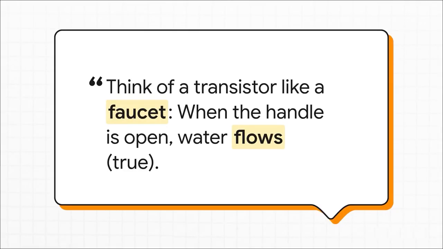So what the heck is a transistor? Honestly, the best way to think about it is like a faucet for electricity. Seriously, it's just a microscopic switch. If you turn the handle one way, electricity flows. That's our on state, our true, or 1. If you turn it the other way, the flow stops. That's our off state, our false, or 0. Billions of these tiny little faucets are inside the device you're watching this on right now.